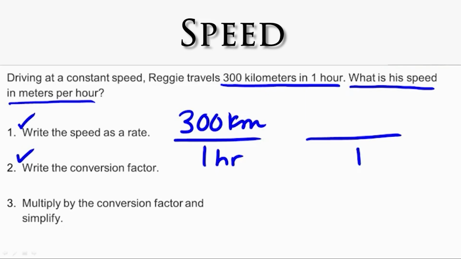So I'm going to put kilometers on the bottom. I'm going to put 1 kilometer. And remember, we're converting to meters. Well, how many meters are there in a kilometer? That would be 1,000. Now, I'm ready to do step 3.